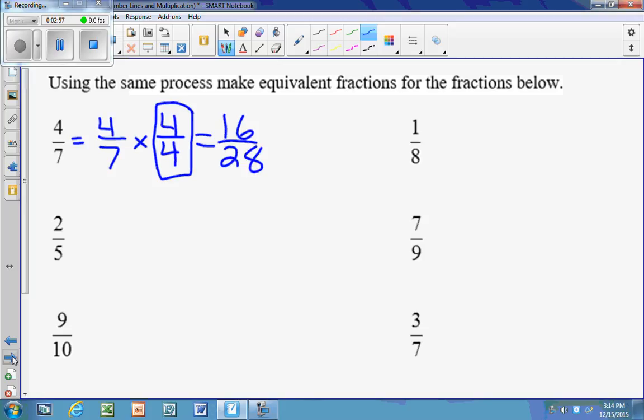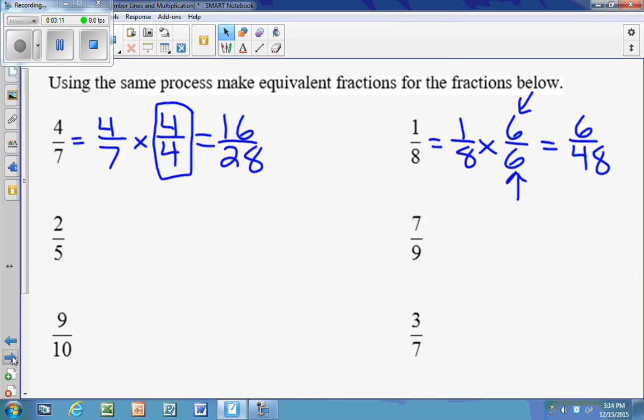Another example over here, 1/8. So I'm going to rewrite 1/8, and I decide I want to multiply this time by 6 over 6. Any number there, as long as the numerator and the denominator are the same. And I have 6/48. Let's do one more example.